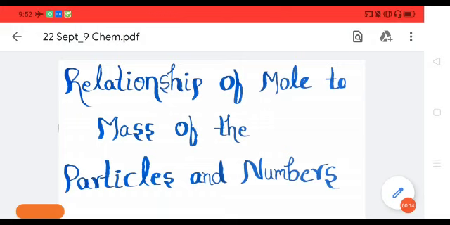In the previous lecture, I told you about the mole concept, which may be expressed in terms of mass, number, and volume. Now we shall move on to the next topic, that is the relationship of mole to mass of the particles and numbers. One thing I want to tell you, my dear children, is that in the previous lecture only I had explained today's topic also. So go through it.